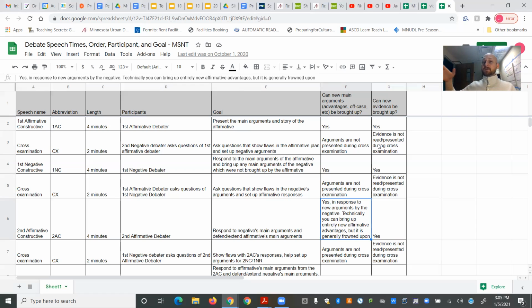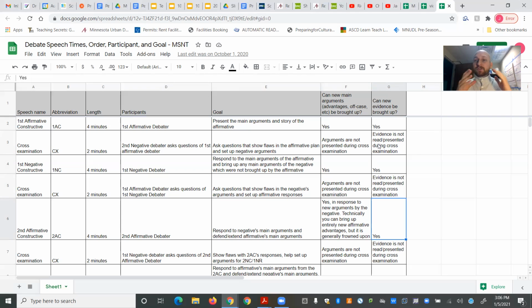But if you want to bring up something completely different that nobody's talked about this entire debate, technically you could do that, but you probably shouldn't. Judges don't like that. Other teams don't like that. It just makes things messy. And if it's really that strong of an argument, you should bring it up in the 1AC. Get it out right away. Can new evidence be brought up in this speech?